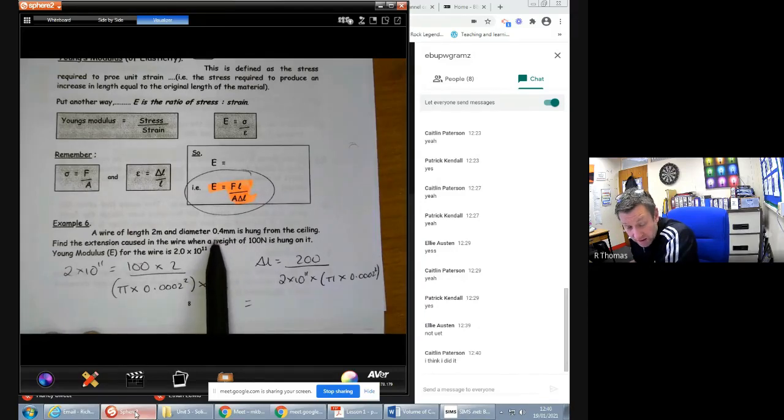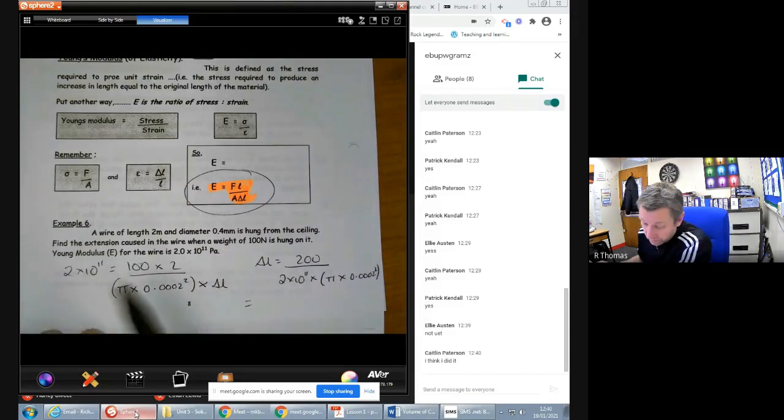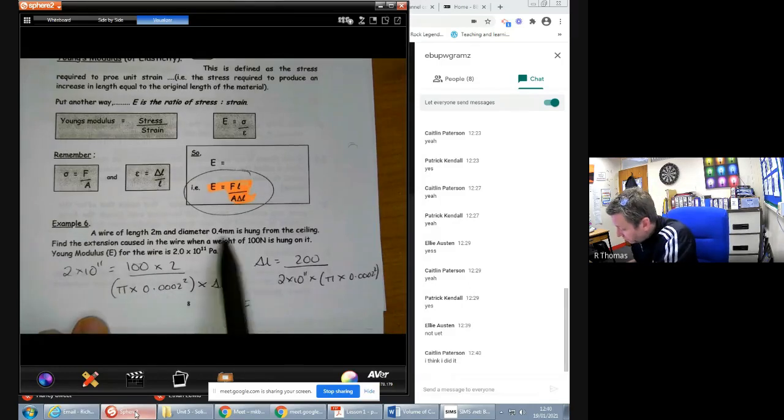And to be honest, that's the most likely place you're going to mess it up. A, you'll forget to halve the diameter. And then B, you'll forget to change the units into meters. Like I did on purpose half hour ago. So 0.4 millimeters is 0.0004 meters. If I'm halving it to get the radius, that needs to be squared. And that's times by the extension delta L that I'm trying to find.